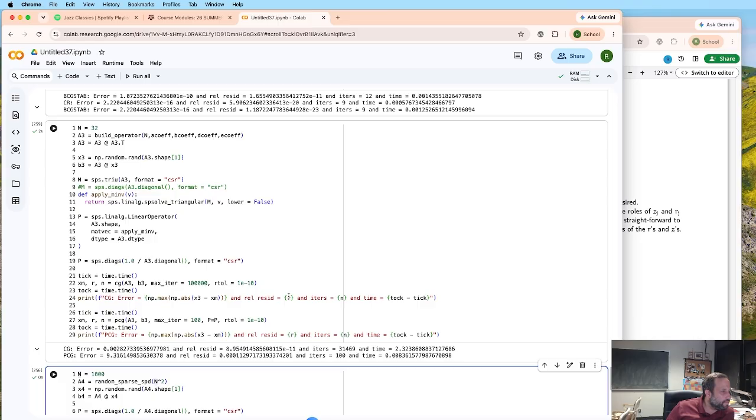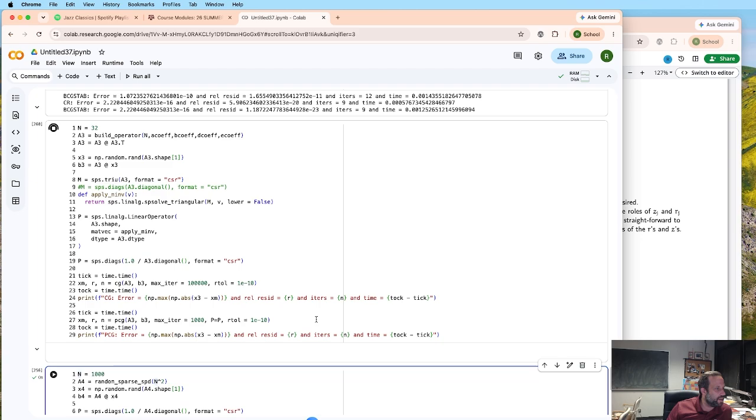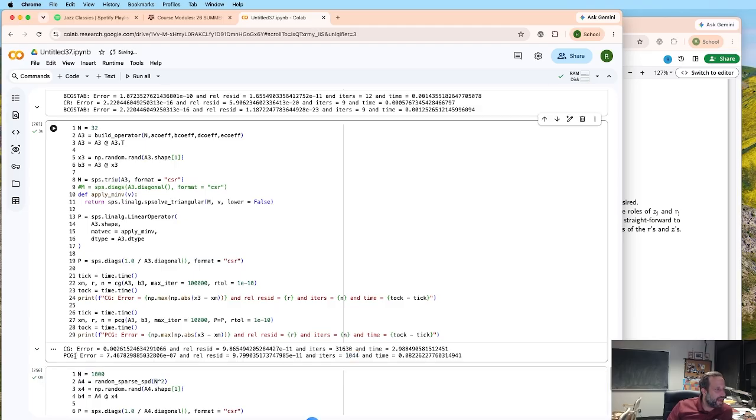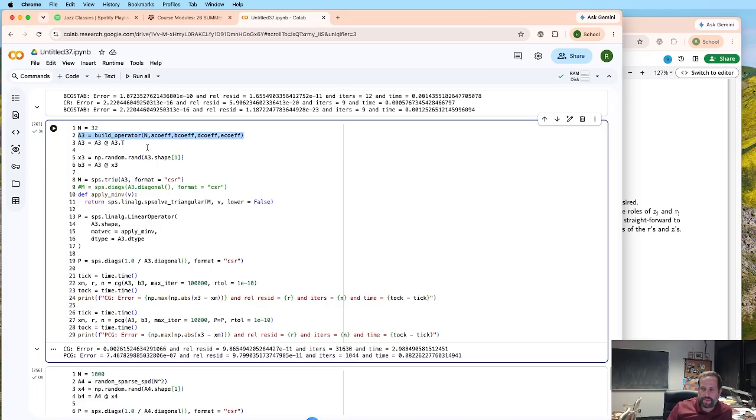Okay. Oh, I see, because I didn't have enough iterations. So let me increase the number of iterations here. Still not where we need to be. Increase the number of iterations again. Okay, so now we can see the preconditioner at work. What is the matrix that we're applying it to here? This matrix A3 is not symmetric positive definite. This matrix is, because we're doing A3 times its transpose.